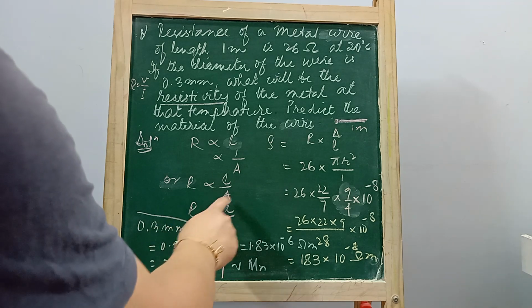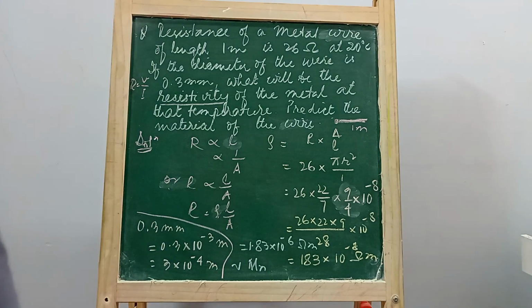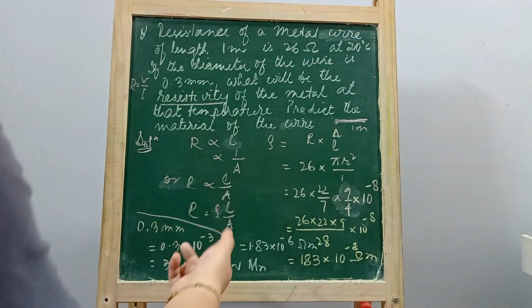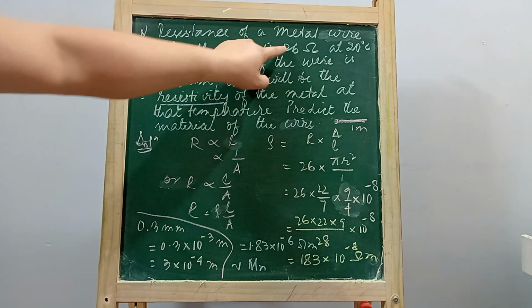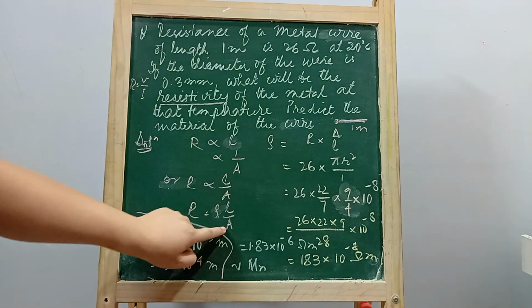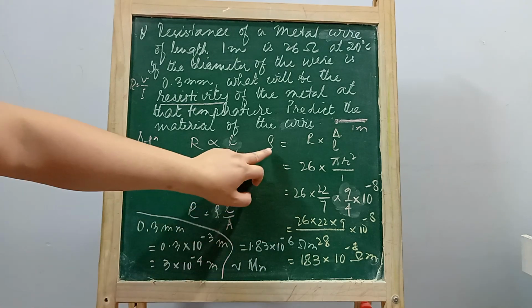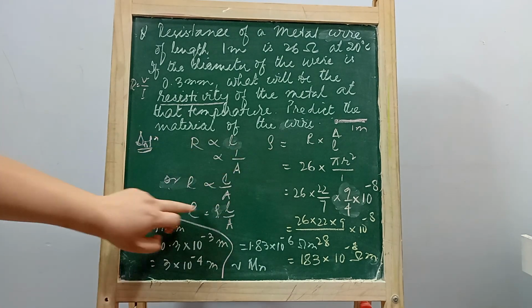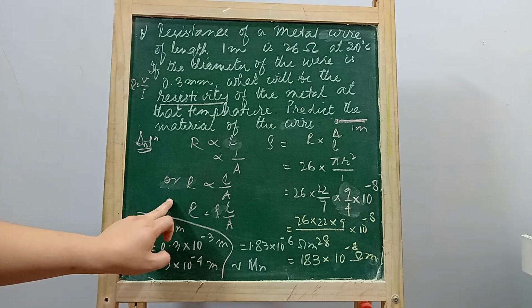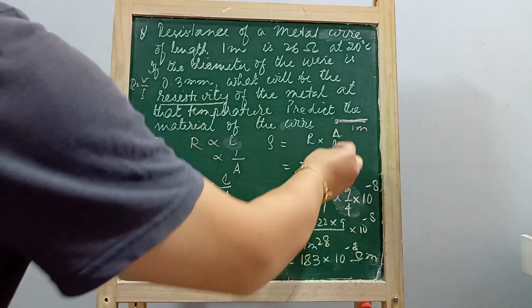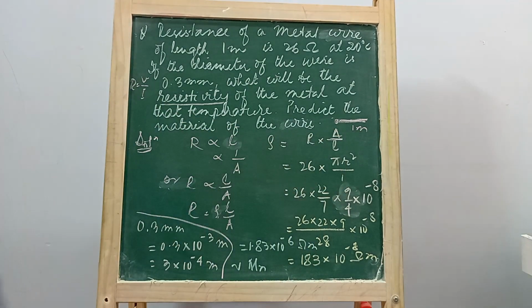So we have 4 variables, right? If 3 of them are given, you can calculate the fourth one. So in this question, the resistance R is given, the length is given, the cross section area is given. You need to calculate the resistivity. So resistivity will be equal to R divided by L multiplied by A, and this will be the formula to calculate resistivity.